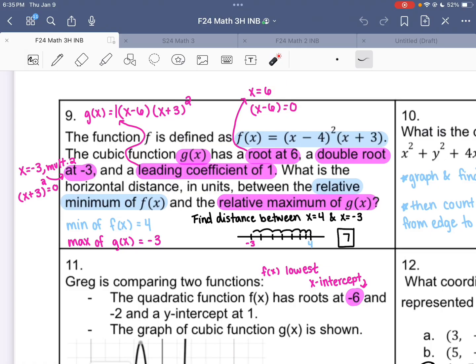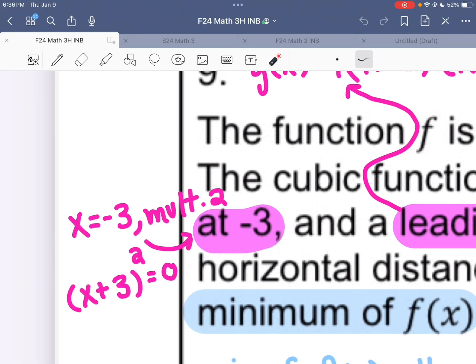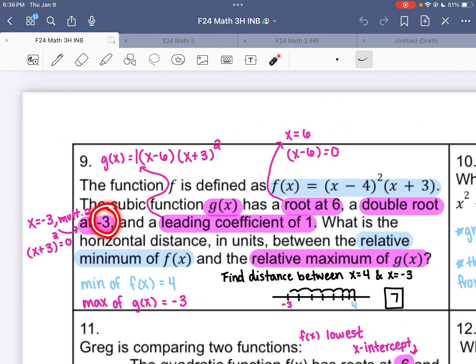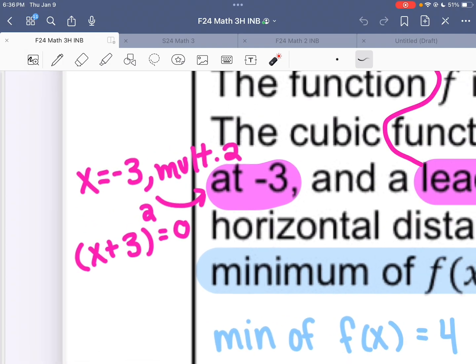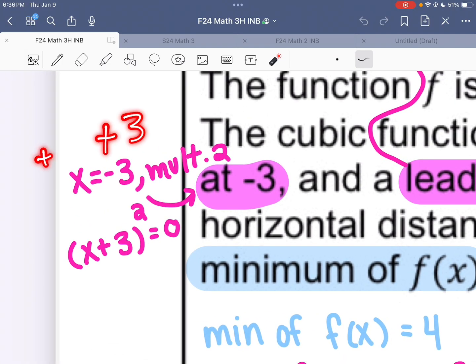To work backwards and put it into an equation, I can subtract 6 on both sides, which ends up having x minus 6 over here, and it equals 0. Then it says a double root at -3, which means that we have x equals -3 with a multiplicity of 2. Multiplicity can be represented by an exponent. So I did the same thing to -3 that I did to +6. I just moved it over to where the x was. When I moved 3 over, I added it, so I got x plus 3.